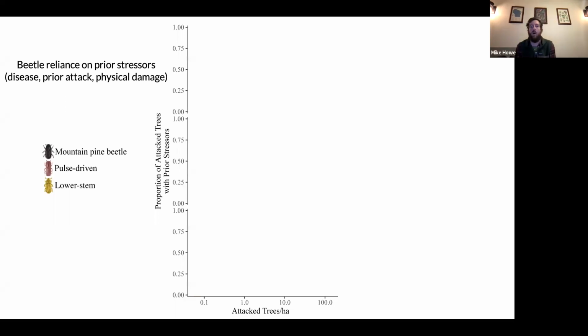Okay, so the first thing I want to show is beetle reliance on prior stressors. And by prior stressors, I mean disease, prior attack, or physical damage. And so the color scheme for this section will be black for mountain pine beetle, red for pulse-driven insects, which in this case are also Ips pini, and then yellow for lower stem insects. And then our x-axis for many of these figures will be the number of attacked trees per hectare, and the y-axis will be the proportion of attacked trees with prior stressors.